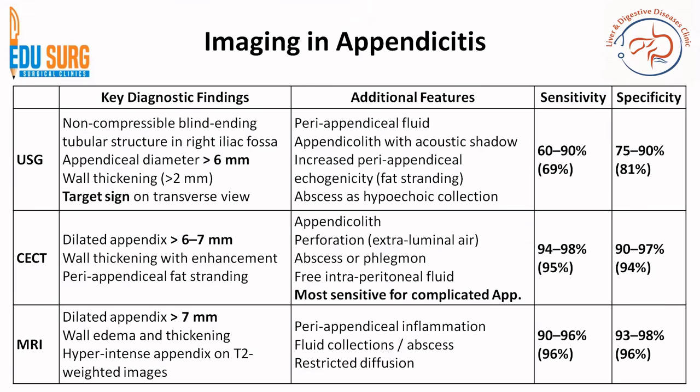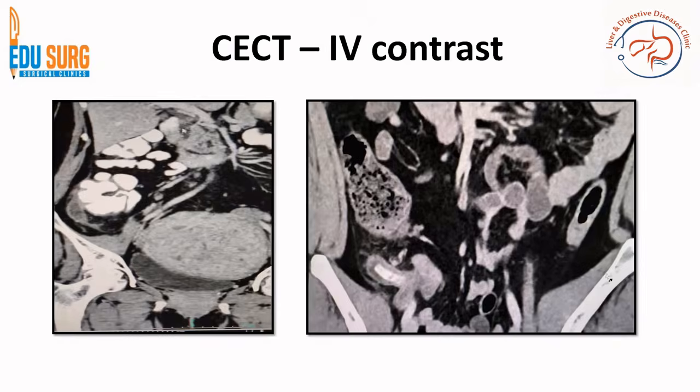Similarly with MRI, you can see a dilated appendix greater than 7 mm. You can see fluid collection and abscess, which will show restricted diffusion. So that is the benefit of CT versus MRI.